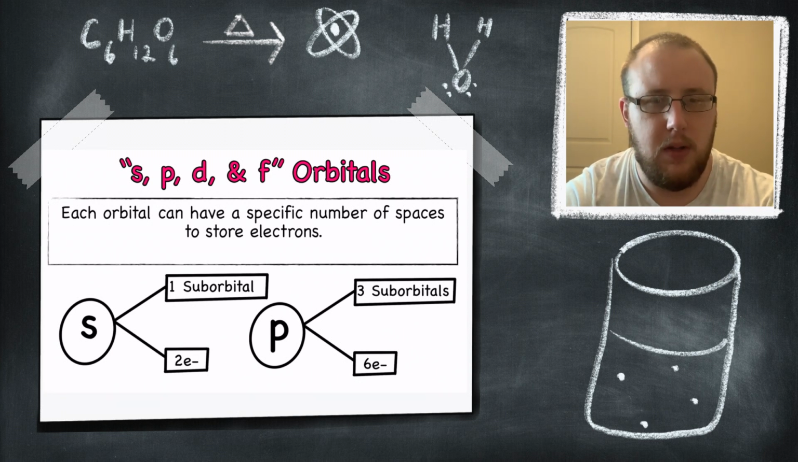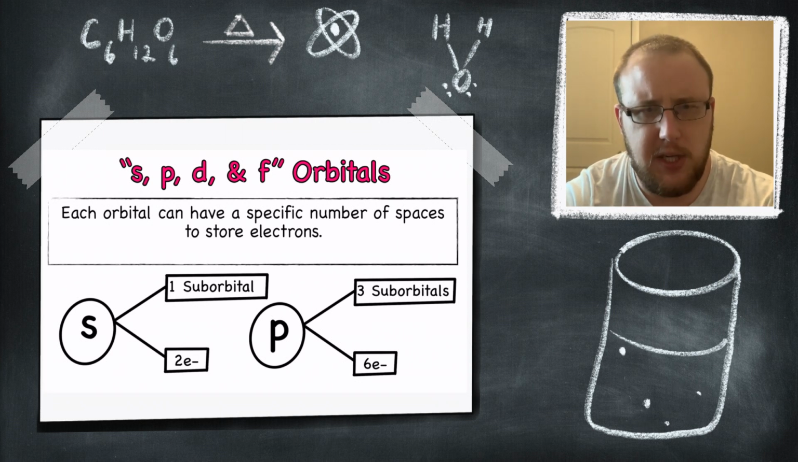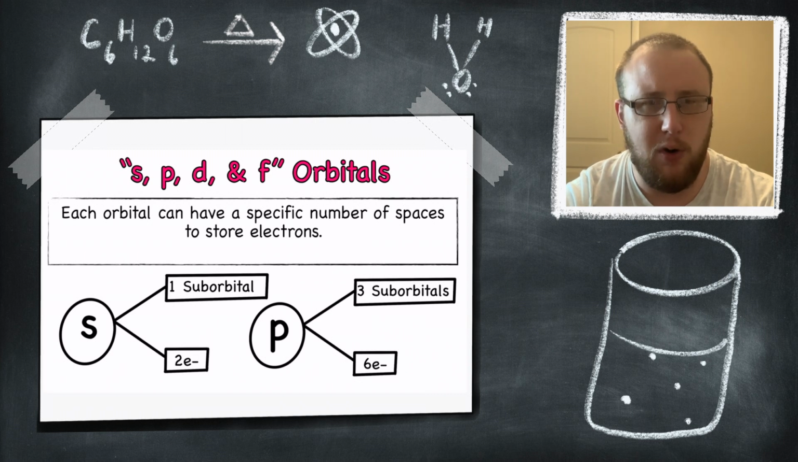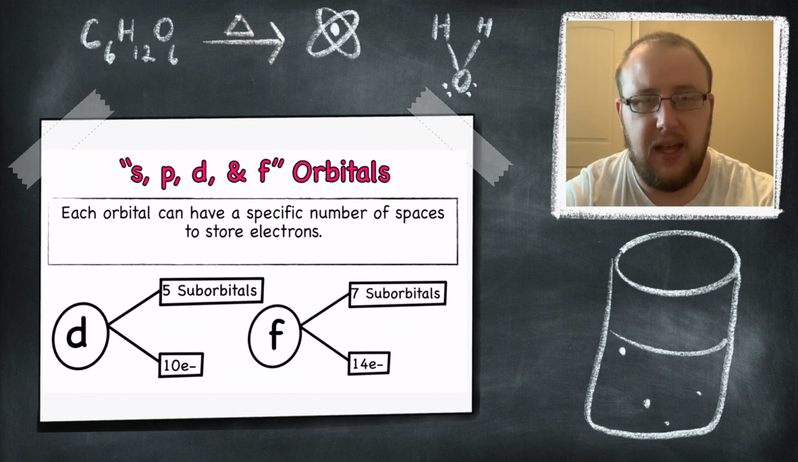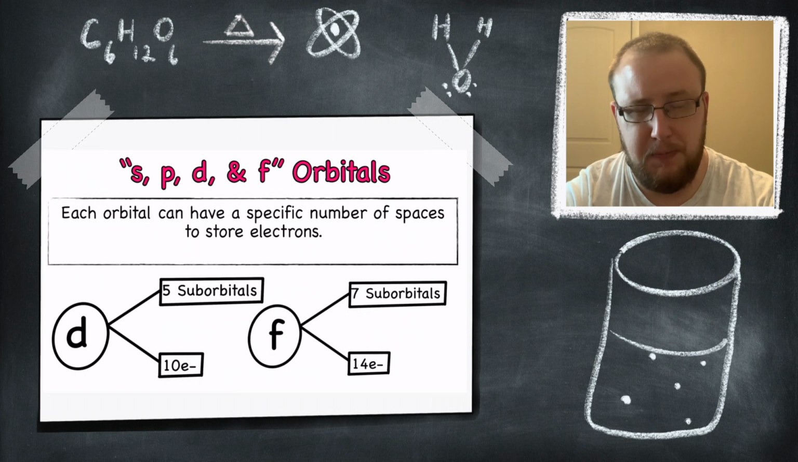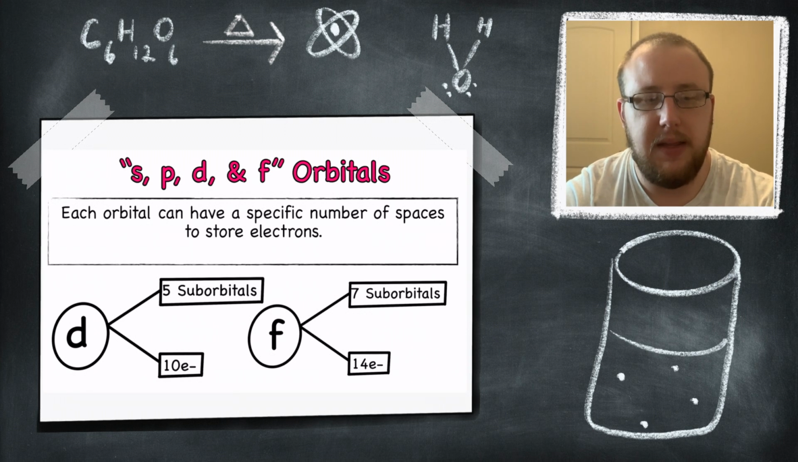Our p orbital, you get 3 suborbitals. Those 3 suborbitals can each hold 2 electrons, giving us a total of 6 electrons. So the p orbital has 3 suborbitals and 6 total electrons. Then we have our d orbital. That has 5 suborbitals, or 5 places it can store electrons. Since each place can hold 2 electrons, that's going to be 10 total electrons. So that's s, p, d.